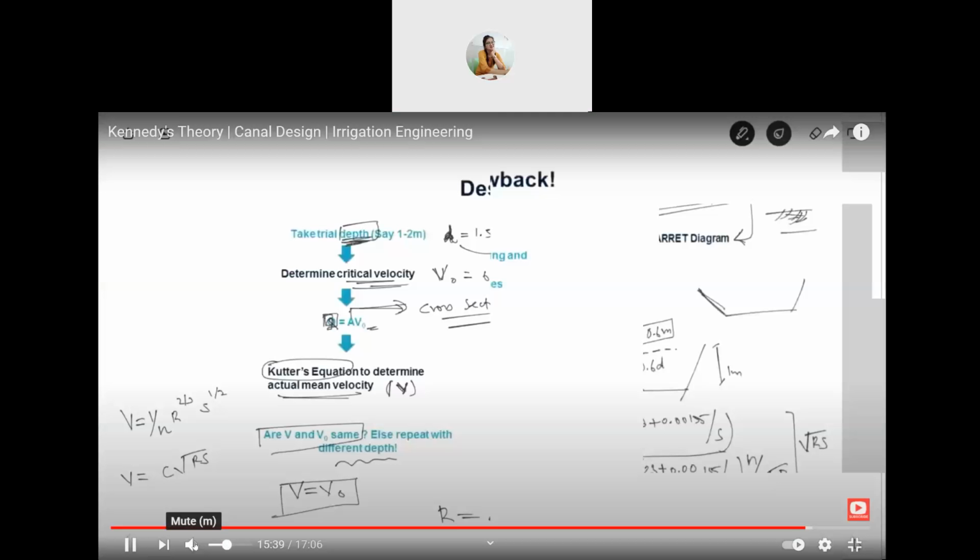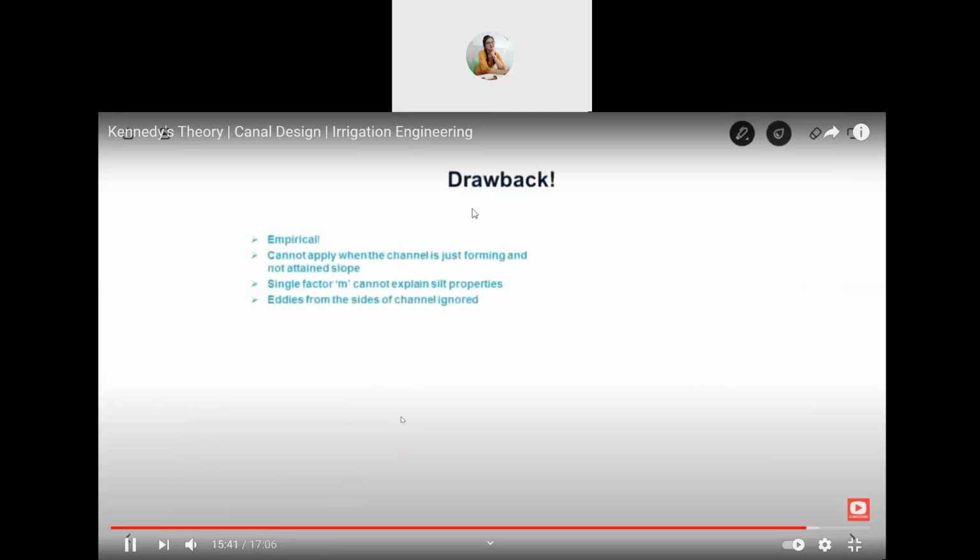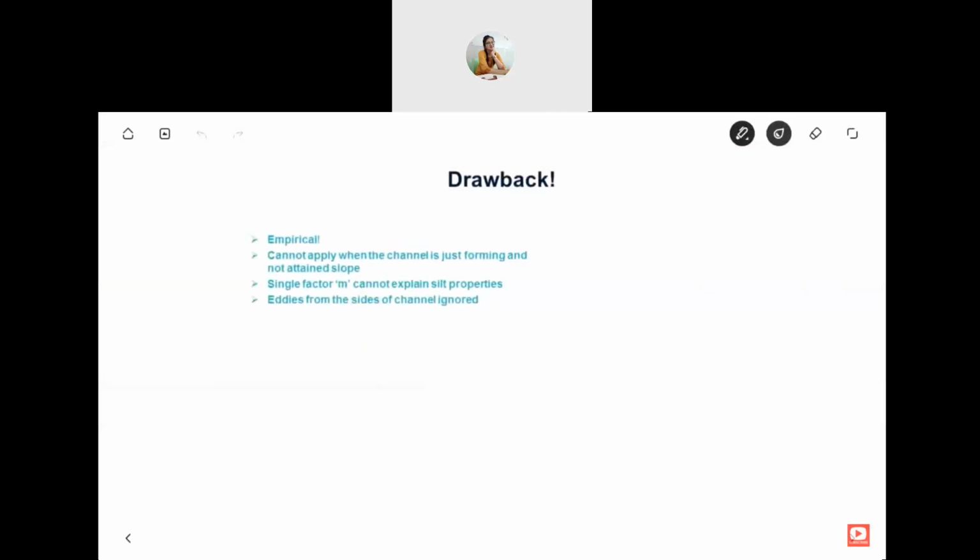Now let us see what are the drawbacks with this Kennedy's equation. The first and foremost thing is it is an empirical formula. It is just based on a few experiments on the Upper Doab canal system. He has come up with an empirical formula. It is not a proven formula. So that is the first drawback.